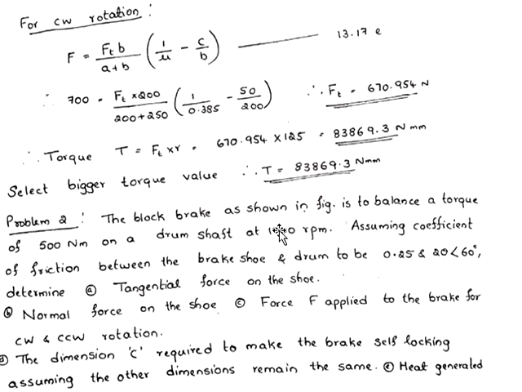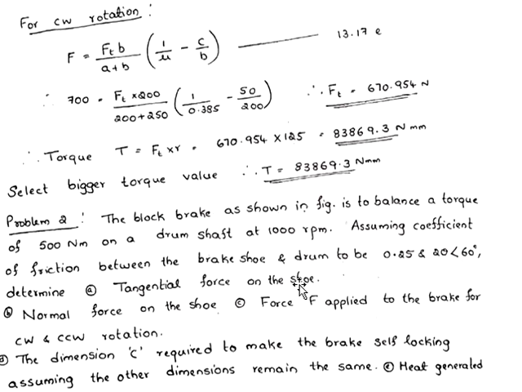A block brake diagram is given. It is to balance a torque of 500 Newton meter. So this torque value T is given in the question. Drum shaft at 1000 rpm, N value is given. Assuming the coefficient of friction between block and drum is 0.25, 2 theta is less than 60 degree. So we need not calculate mu dash. Only if it is greater than 90 degree do we have to find out mu dash. Here mu dash is not required.